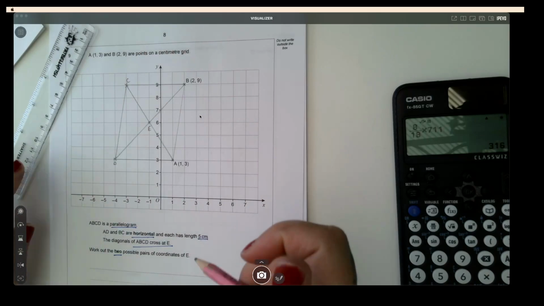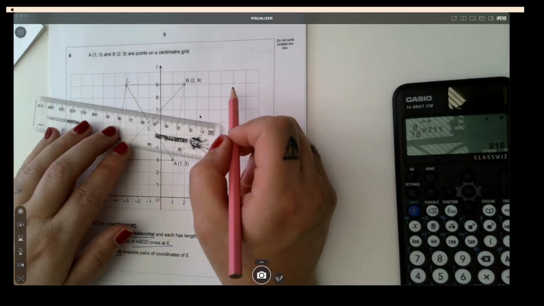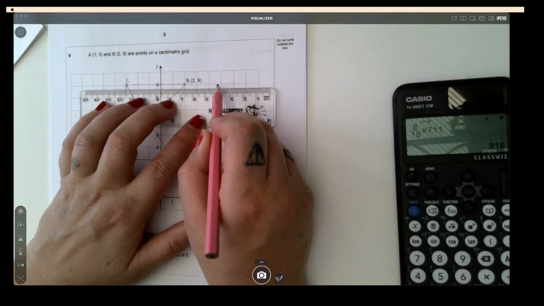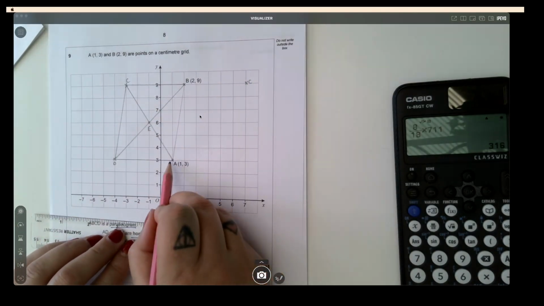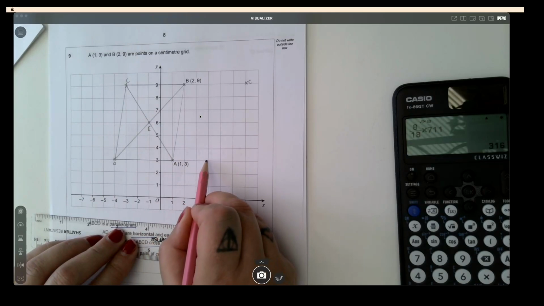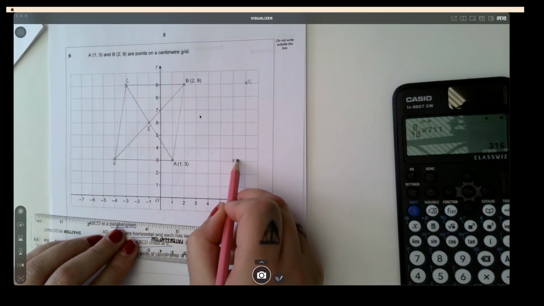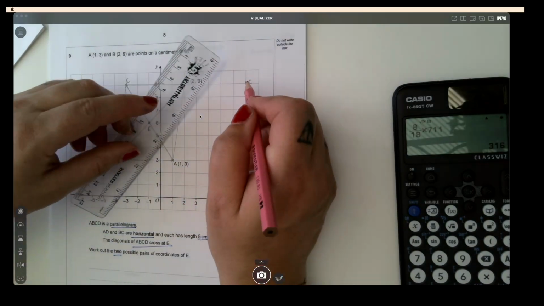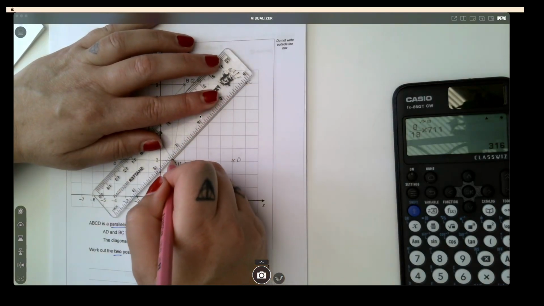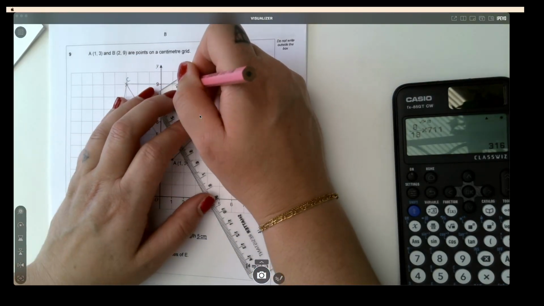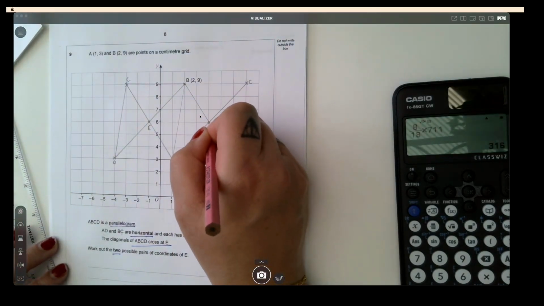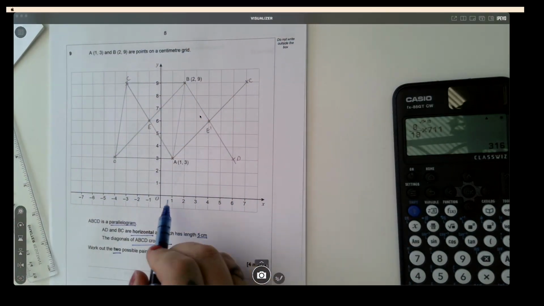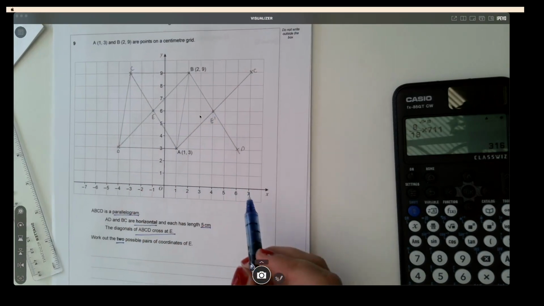So let's do the opposite on the other side. So C will be 5 to the right. 1, 2, 3, 4, 5. So that would be C. D would be 5 to the right. 1, 2, 3, 4, 5. So then we would have a parallelogram here. And then if we draw the diagonals, it gives us another possible coordinate for E. So that's 4, 6.